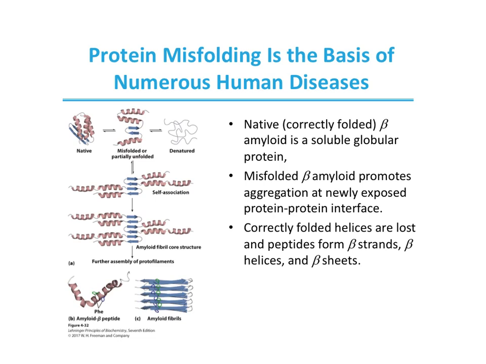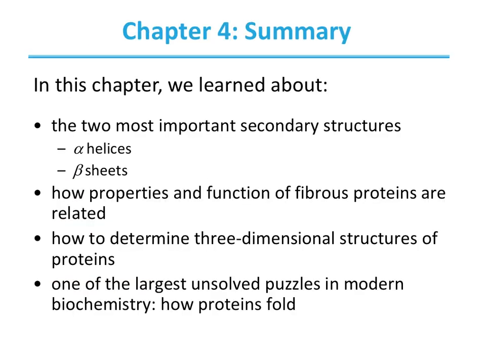These lead to disease. In summary, in this chapter we learned about important secondary structures such as alpha helices and beta sheets, how properties and function of fibrous proteins are related, how to determine 3-dimensional structures of proteins, and one of the largest unsolved puzzles in modern biochemistry, how proteins fold.